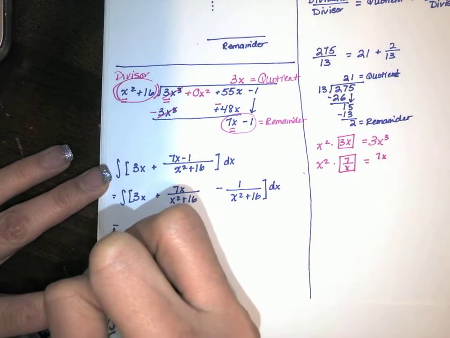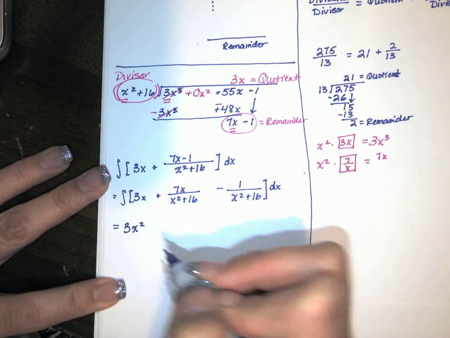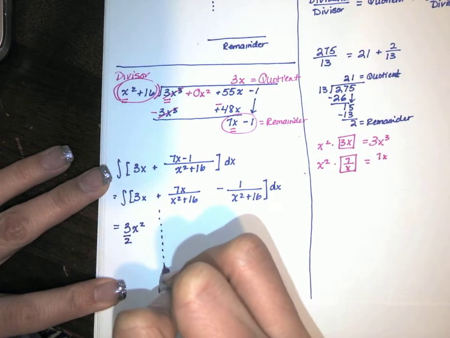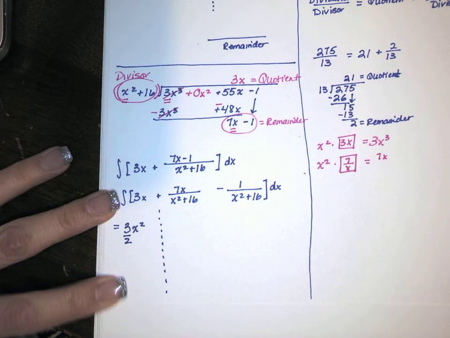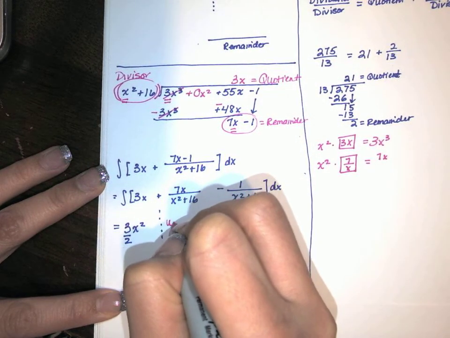Use your power rule here. Bring the 3 down. Add 1 to the exponent. Divide by the new exponent. There's going to be a plus c that comes from these last two guys. Do that separately. Here we're going to do a u-sub.